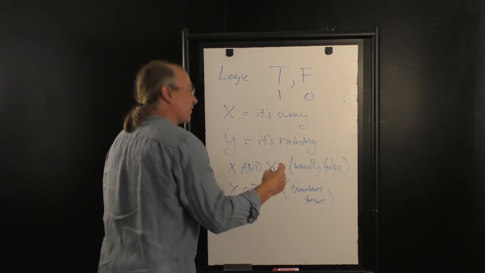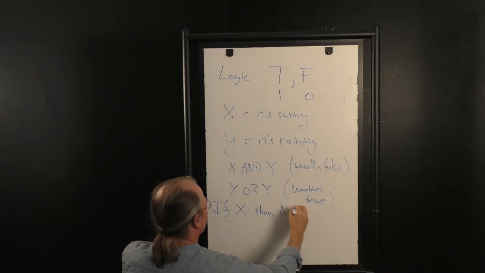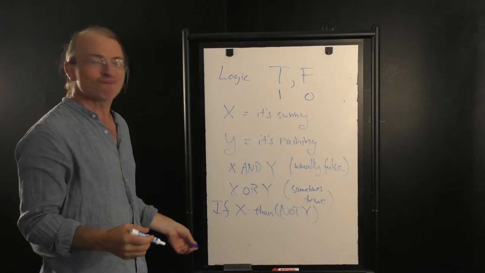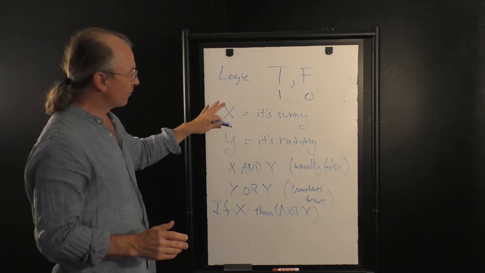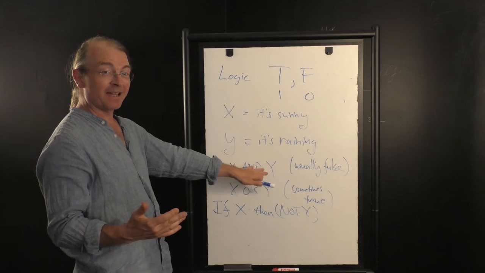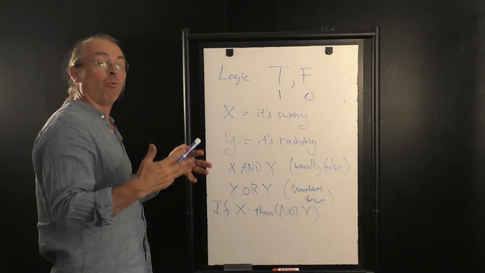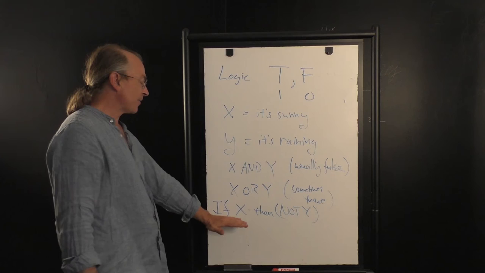And he was also interested in propositions like, if X, then not Y. So if it's sunny, then it's not raining. Probably largely true. So he wanted to break down logical statements into propositions of this form, using ideas like X and Y, that a proposition is true if and only if its constituents are true. X or Y, this proposition is true if and only if one or more of its constituents are true. Or more complicated propositions like if X, then not Y.